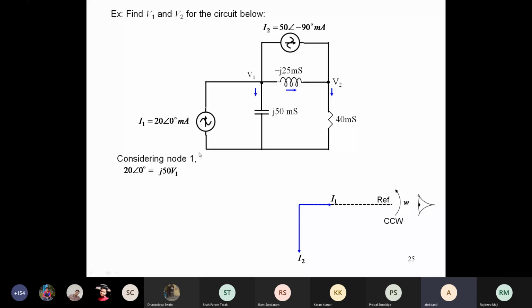The other current going out is, suppose, from this j25 millisiemens, minus j25. This is an inductor, so minus j because it is in Siemens. So this is minus j25 multiplied by V1 minus V2, the voltage difference across the terminals. And then there you have the I2, which is also going out if you consider node 1. So on the right hand side are all the currents that are going out. We have added it. So this is the equation considering node 1.